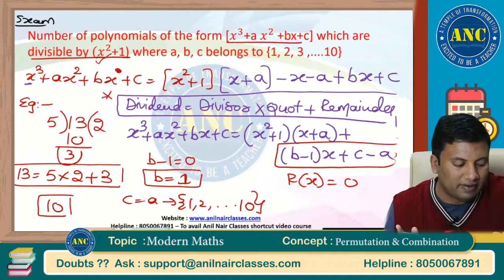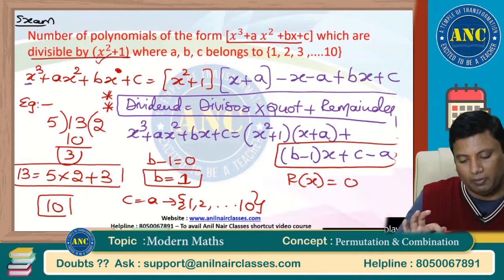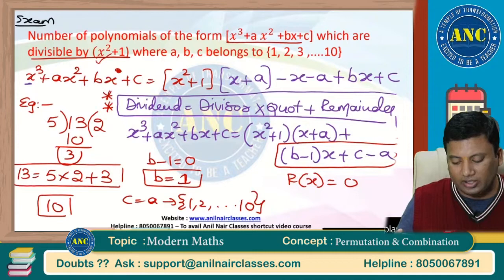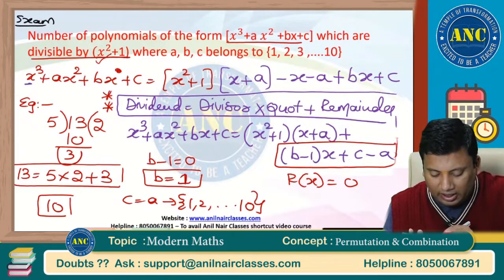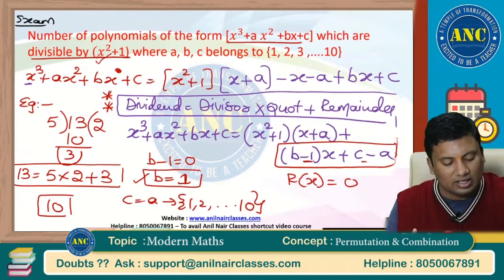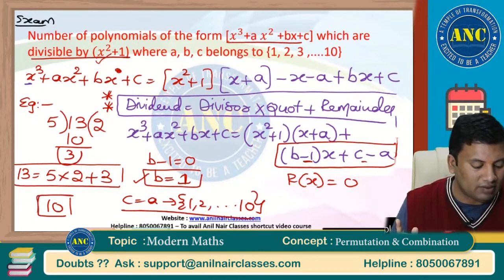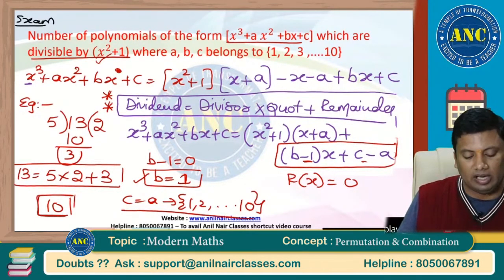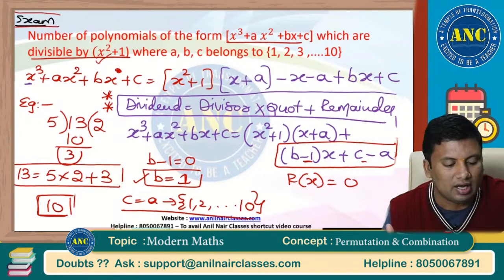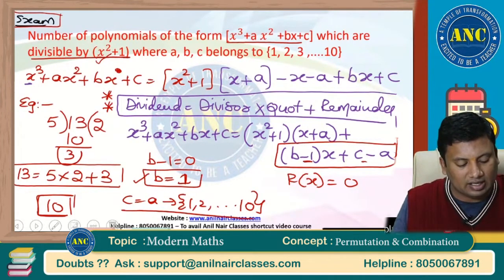Dividend is equivalent to divisor into quotient plus remainder. Divisor into quotient plus remainder: x square plus 1 into x plus a, plus b minus 1 into x plus c minus a. This is the remainder. Remainder means b minus 1 should be 0. B value is 1. C and a both are equal. So 1 to 10. The answer is nothing but total 10 values A and C will take, where the value of B is fixed. This is another beautiful question based on polynomial counting related things. I hope this idea is clear.